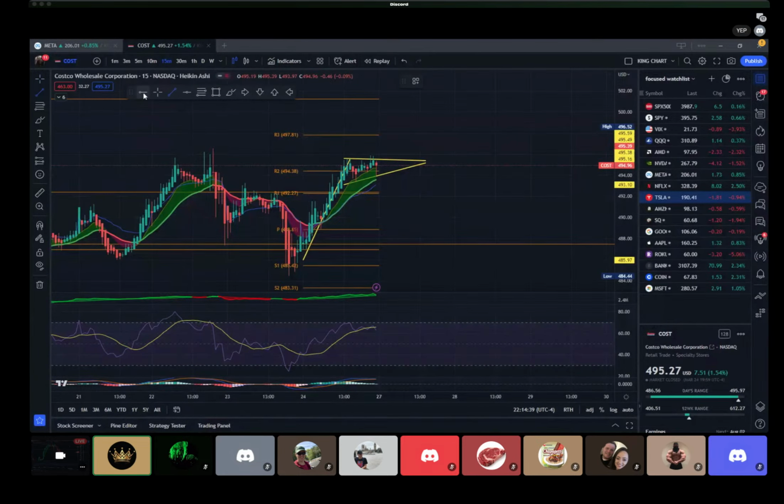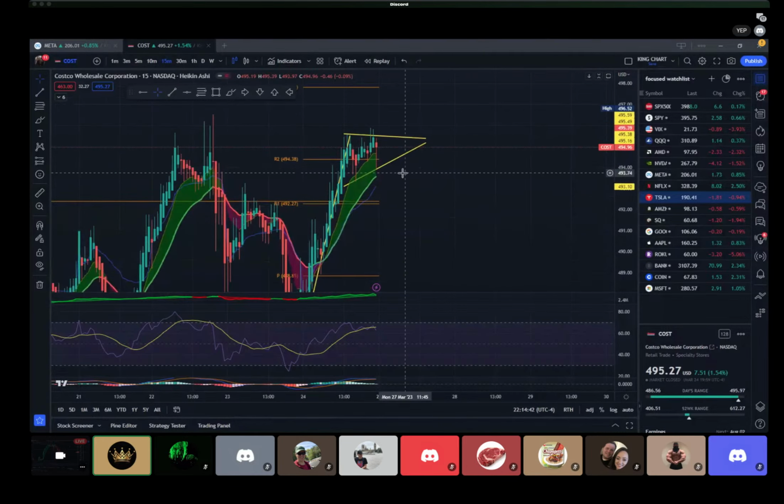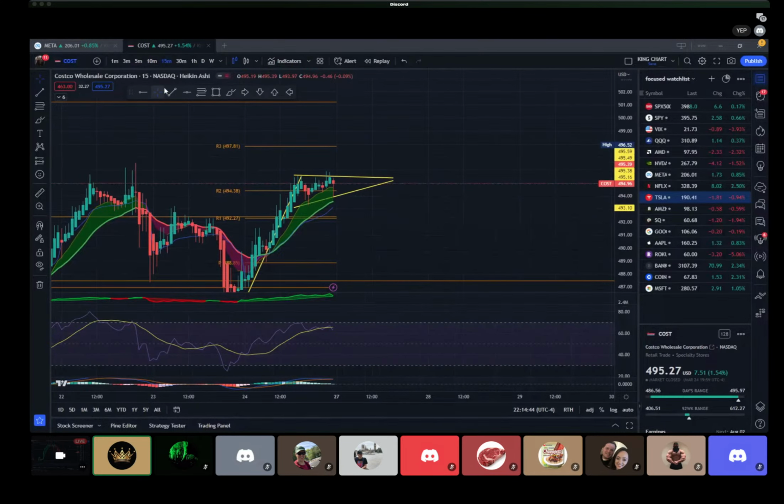Cool. And then from there, as always, we're on the 15th, so we're just going to measure out that move real quick. Grab the top. Last time it touched the bottom, over here. And boom, there. And look, it aligns perfectly with our resistance level here at 497.81. Boom.